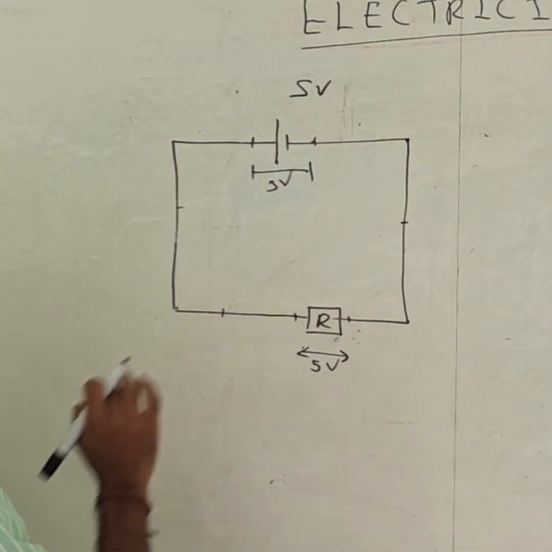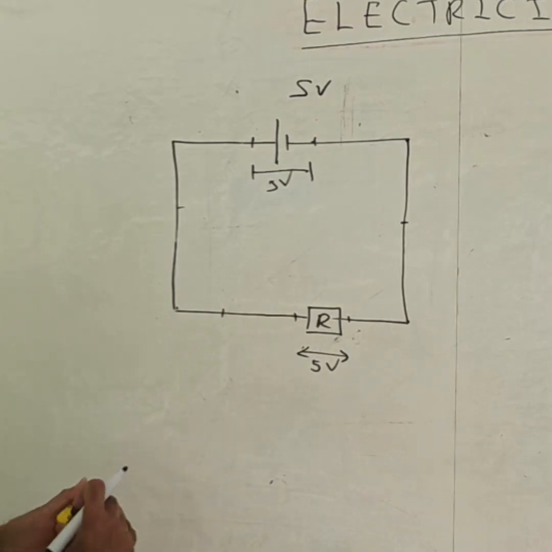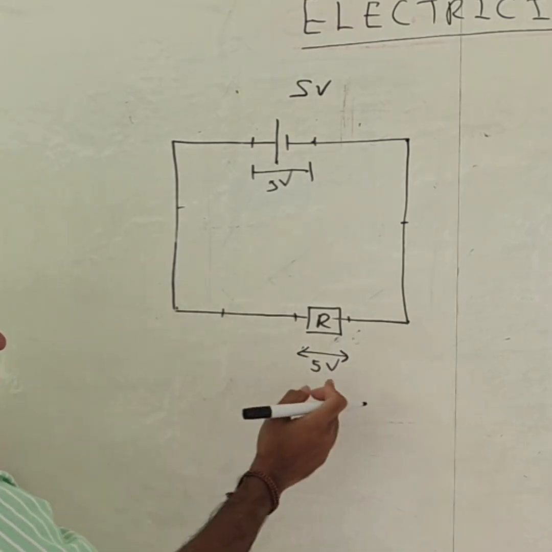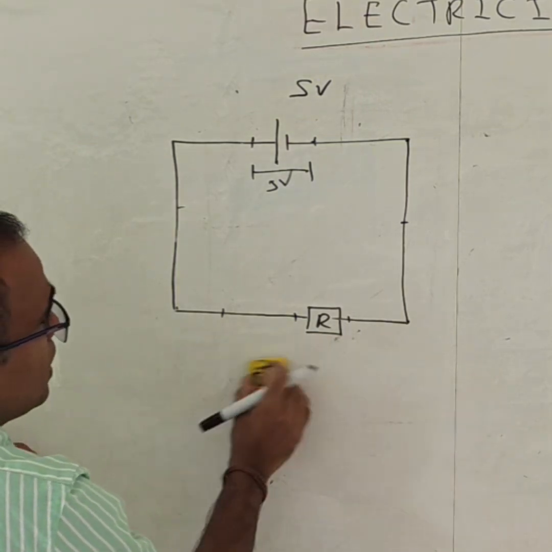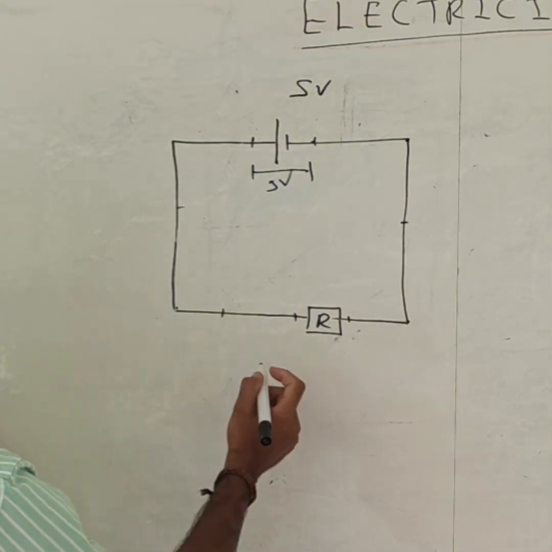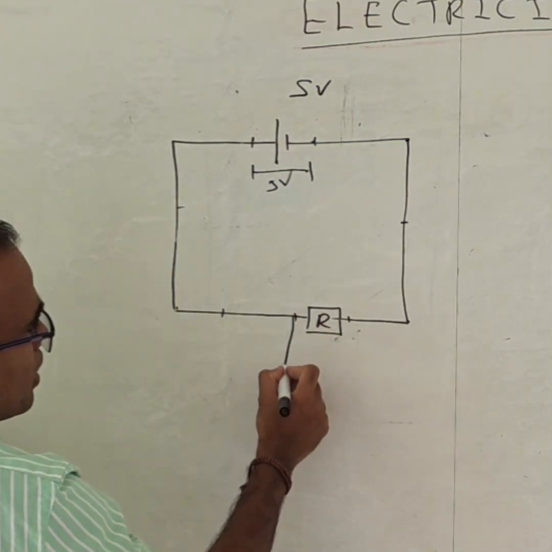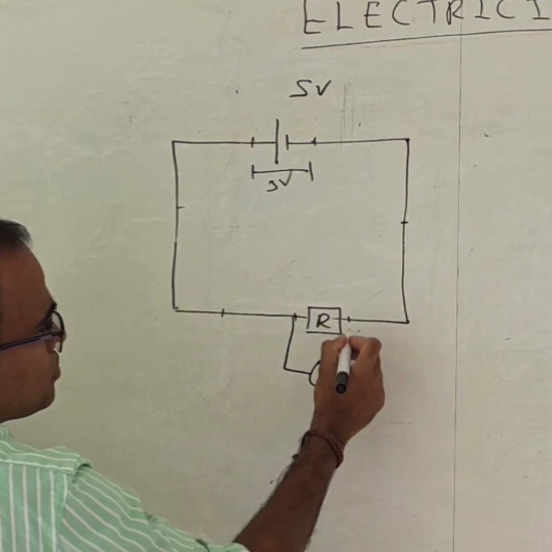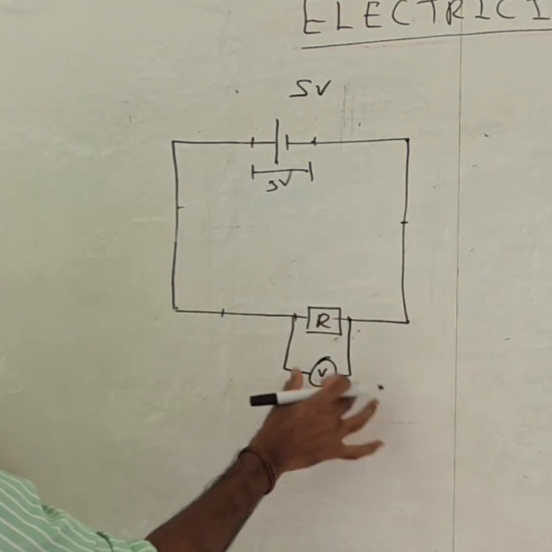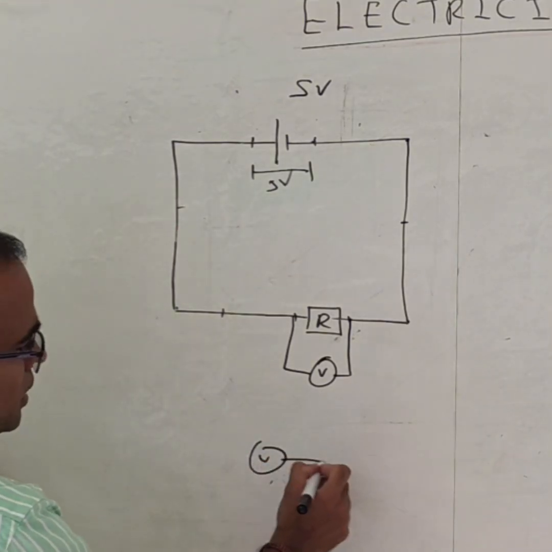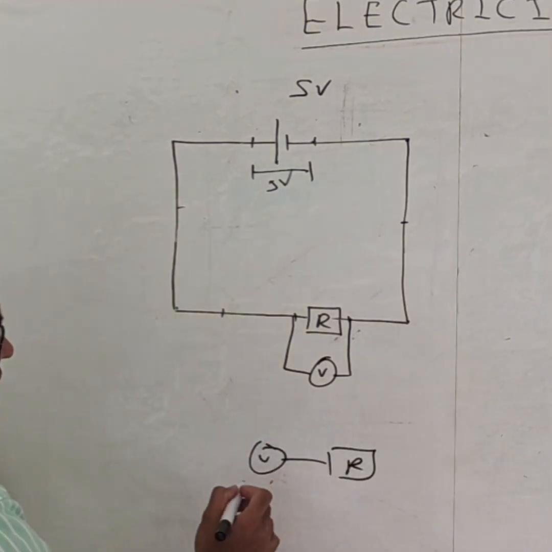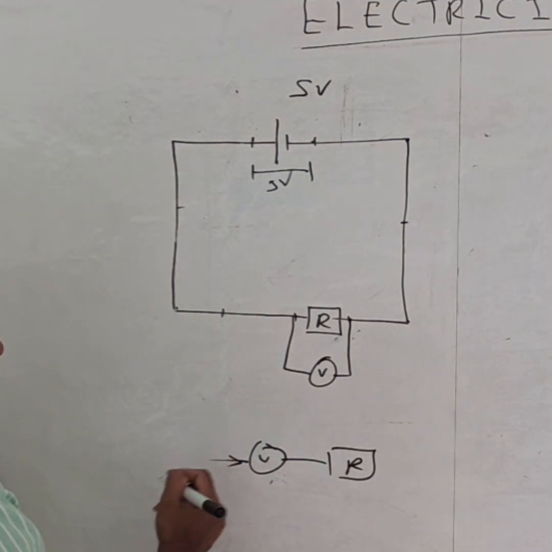So we can say this is the 5 voltage. Now we are going to find out that even though we say it is 5 voltage, we can measure it. For that, we are going to connect a voltmeter parallel to this resistor. We can't connect a voltmeter like this.